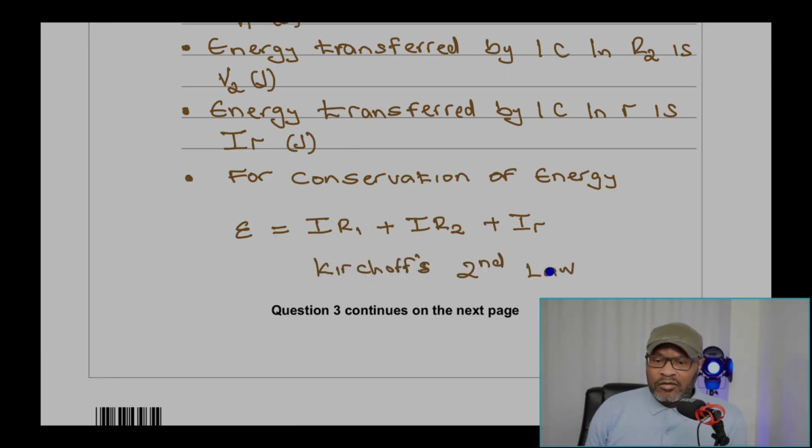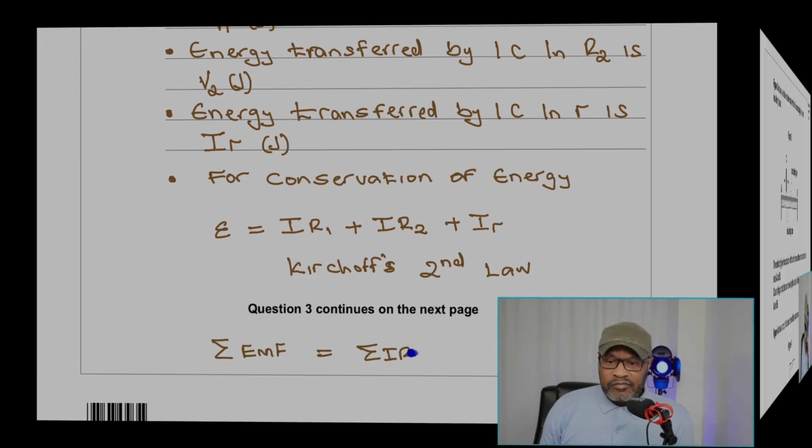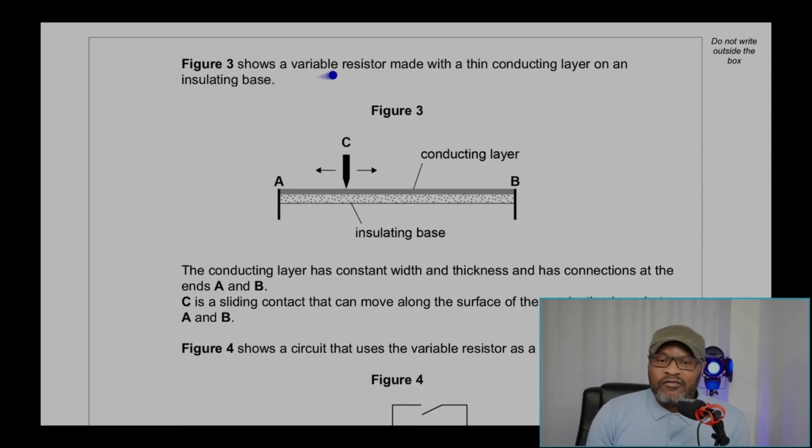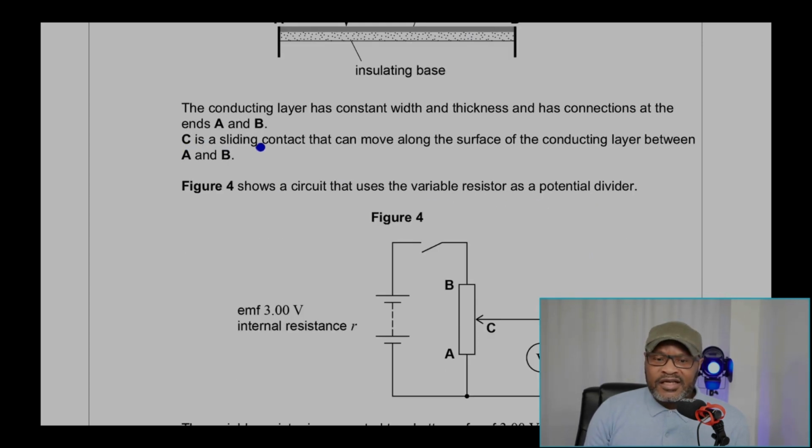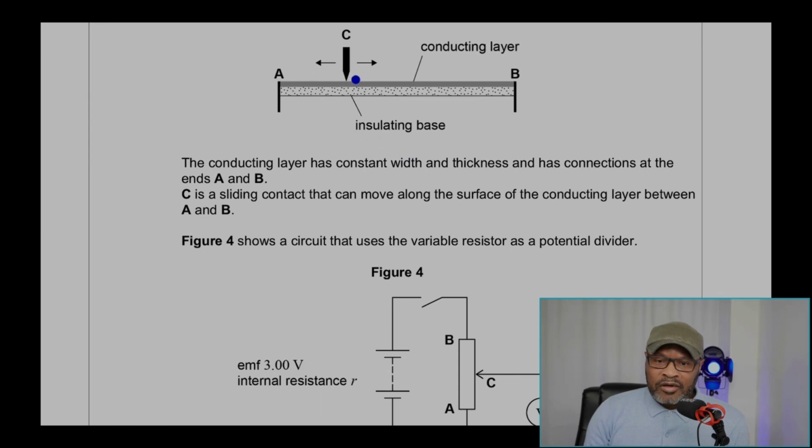That's Kirchhoff's second law: the EMF is equal to the sum of the potential differences across the system. Figure 3 shows a variable resistor made with a thin conducting layer on an insulating base. The conducting layer has constant width and thickness and has connections at the ends A and B. C is a sliding contact, which makes it variable, and it can move along the surface of the conducting layer between A and B.